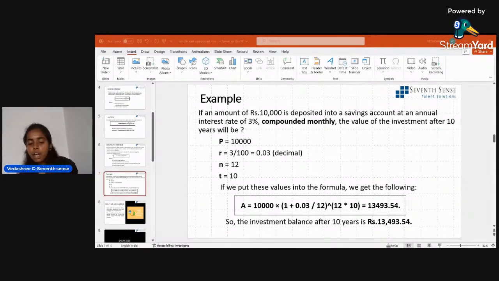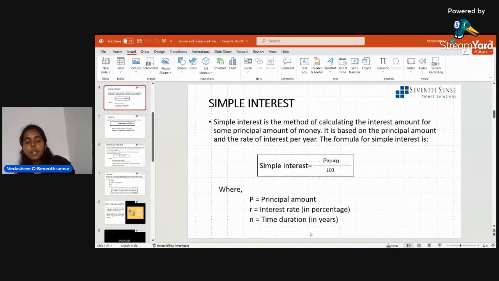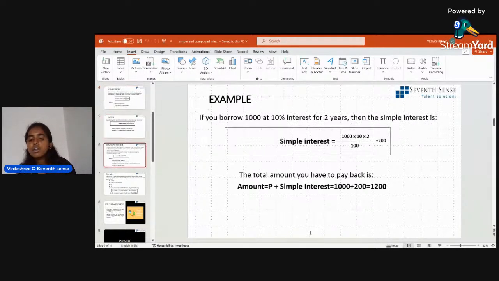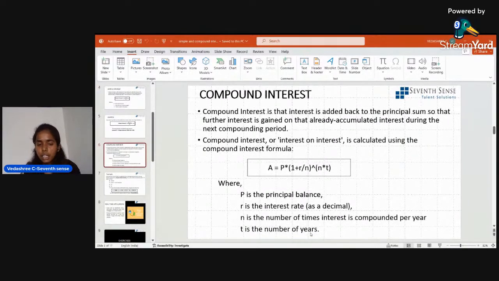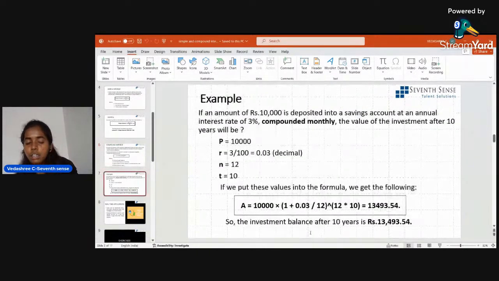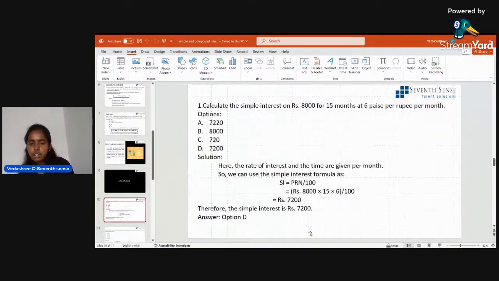So the formula to calculate the simple interest is P into R into N divided by 100. Next, the formula to calculate the compound interest is P into (1 plus R divided by N) to the power of N into T. So this is the formula to calculate the compound interest. Now we'll move on to the exercise examples.